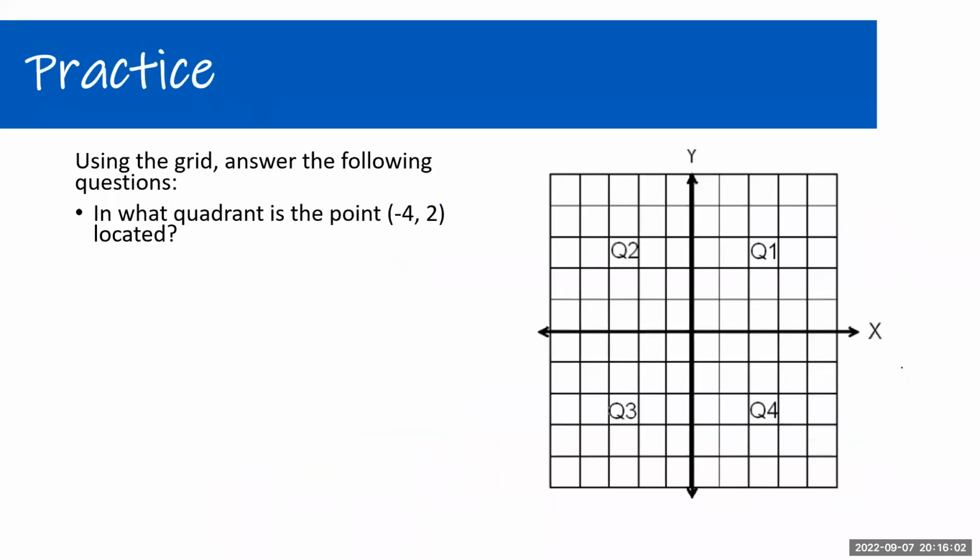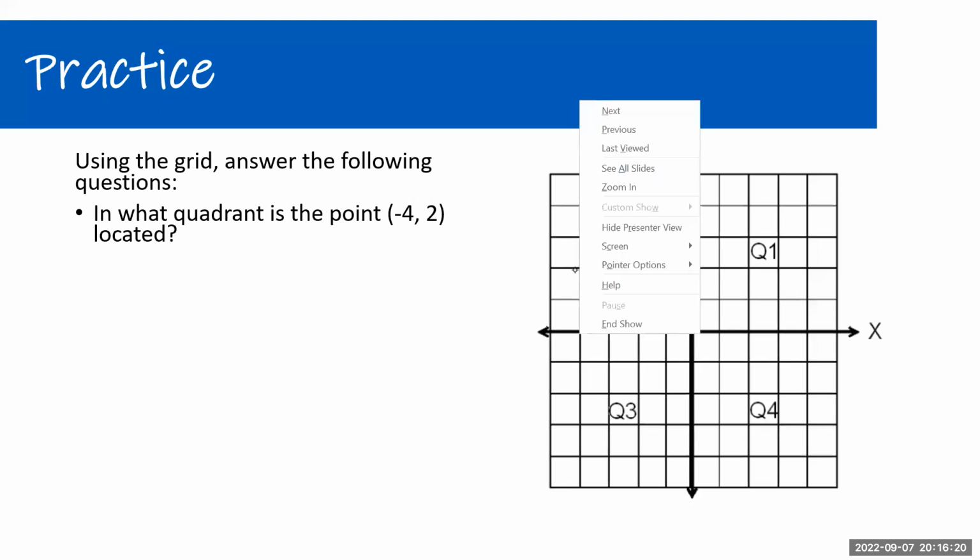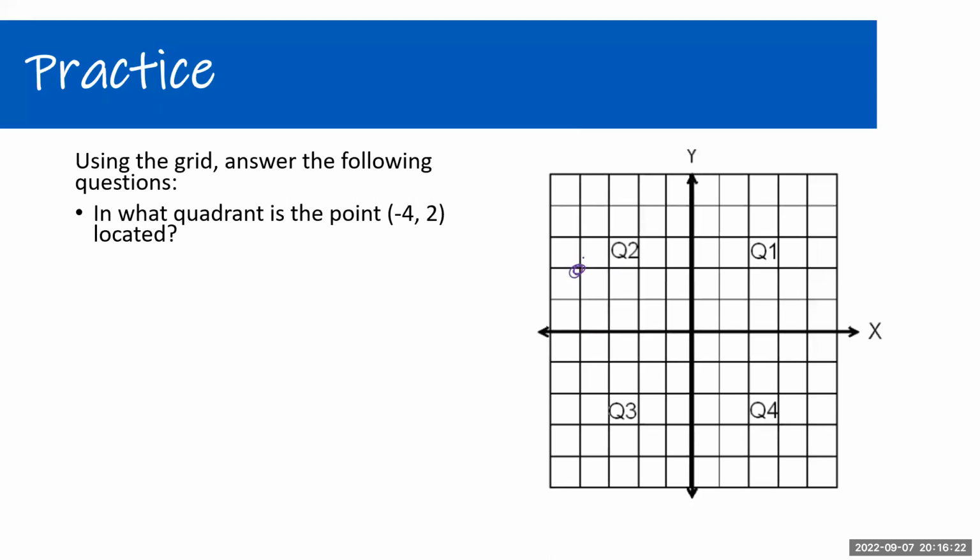Okay, let's get some more practice here, okay? Using this grid, let's answer these questions. In what quadrant is the point -4, 2 located? Well, you can always plot the point. -4 up 2 is right here. So that is going to be in quadrant 2.